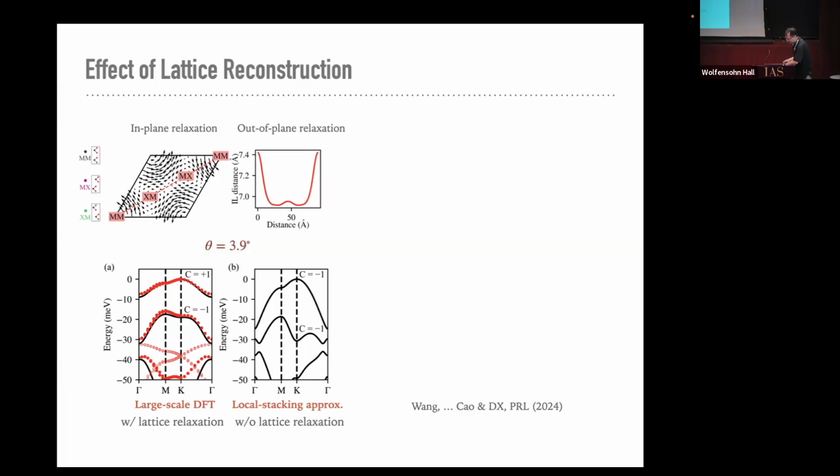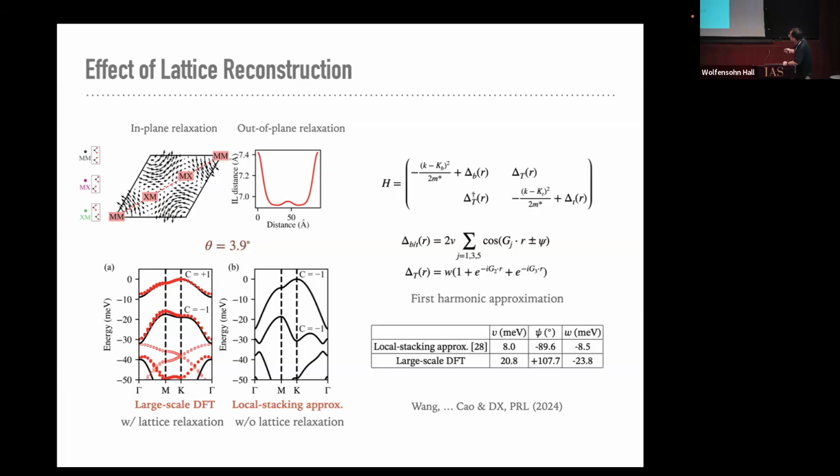So with all that being said, we can fit the band using this continuum model. The red dots are from DFT calculations, and the black curve is from fitting. You can see from the fitting that once you take into account the lattice relaxation, the Moiré potential becomes much larger, right? 8 meV becomes 20 meV, and 8.5 eV becomes 23 meV. So that just shows you that it's a flat band.